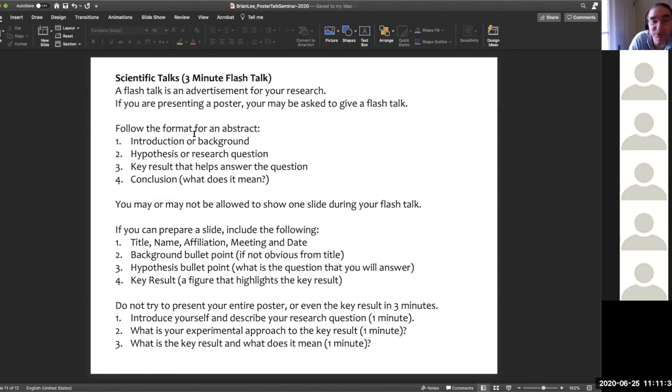So you put together one slide that includes the title of your project, your name, affiliation, the meeting, and the date. And then you might include a background bullet, just a very brief statement, if it's not obvious from the title, as to what the general area of research is. And you might include the research question that you're trying to answer. And then pick one key result from your poster and put that on the slide so that it highlights a key result that helps to answer the question.